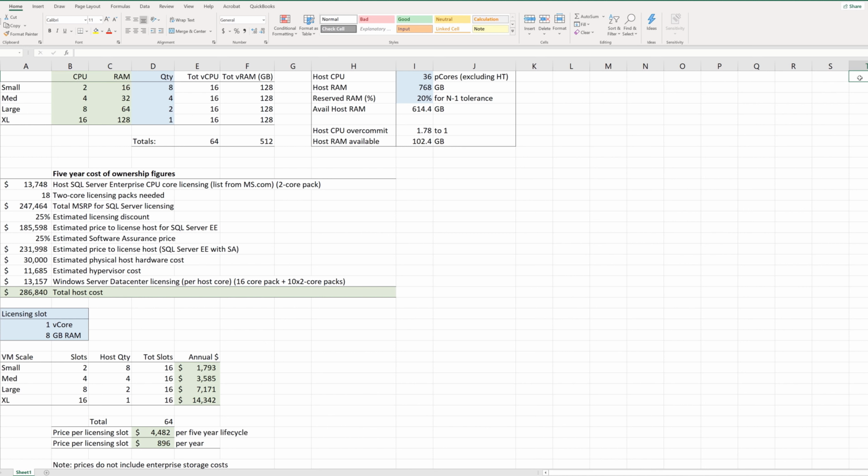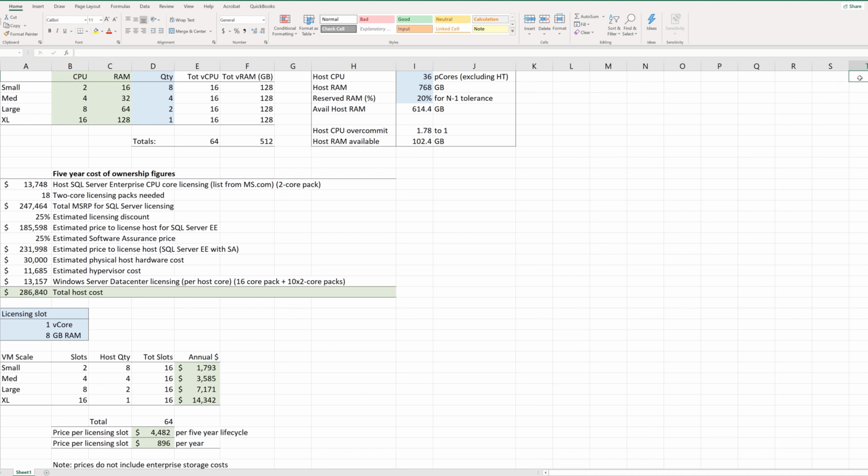The estimated price of that physical hardware host for a normal 2U rack mount server is approximately $30,000 USD. Add the cost of the hypervisor, VMware vCenter. Add Windows Server Datacenter licensing for your operating system. That puts us at an estimated price for one physical machine at $287,000 USD. Based on the virtual machine scale, we can estimate that a host compute slot becomes 1 CPU and 8 gigs of RAM. A small virtual machine is 2 slots, a medium is 4, etc.